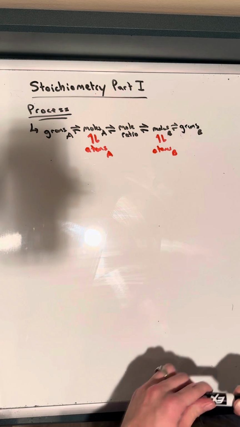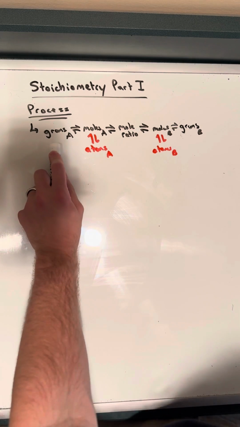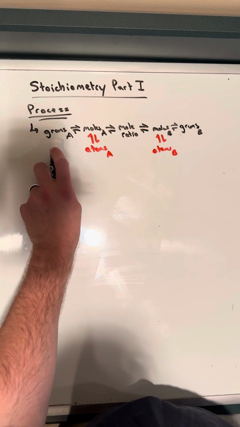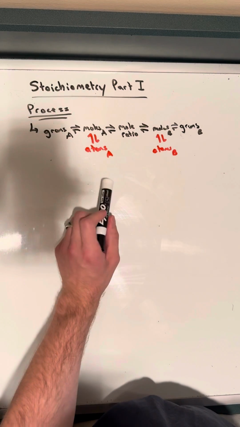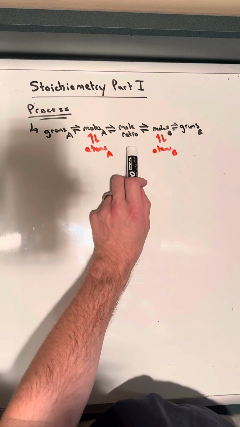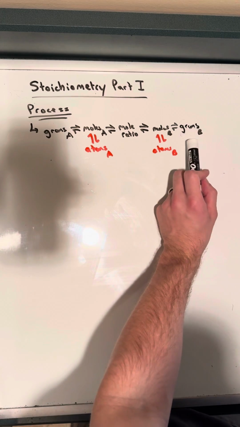Okay, so a couple things real quick. The process itself, the pathways that you follow, is you pick where you start, right? If you start with grams, then you start here. You have grams. Grams can connect to moles. Moles usually connects to a mole ratio. That mole ratio connects to moles of a different substance, and then that can connect to grams.